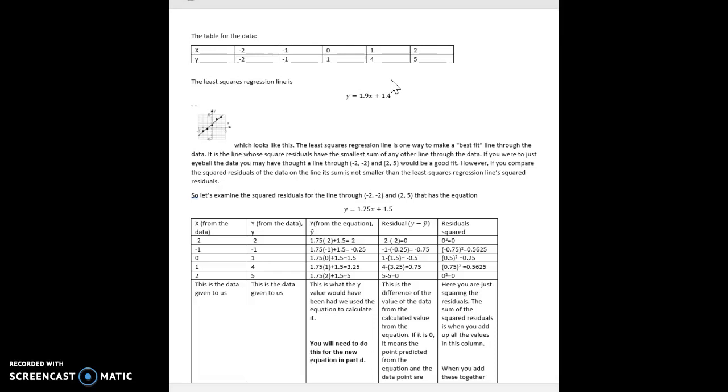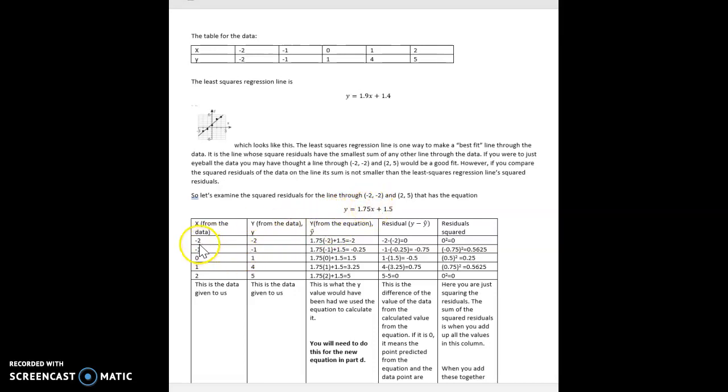Okay, so I'm going to go through and do the squared residuals for the best fit line through -2, -2, and 2, 5, which is not the least squares regression line. That line they gave to us was y equals 1.75x plus 1.5. So again, here's a table that you can go through and fill in for yourself. Here's the x, which is just the x data from up here. Here's the y, just the y data from up here. I'm going to call these lowercase y. However, I'm going to find my y hat, which is what the y would have been had I plugged this x value into this equation.